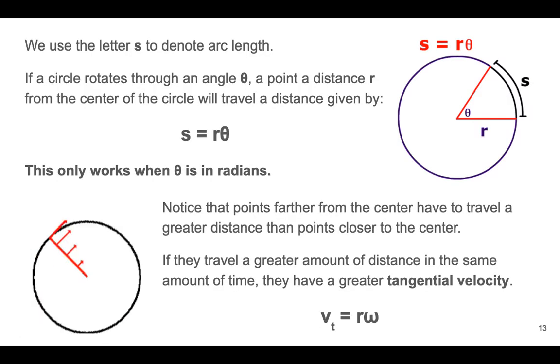So this formula is also going to be very useful at times. This idea, your basic formula for arc length, s is equal to r times theta. So if the circle rotates through some angle theta, could be less than a complete revolution, could be many, many revolutions. But yeah, if it goes through an angle of theta, a point a distance r away from the center is going to go some distance s, and s is equal to r theta.